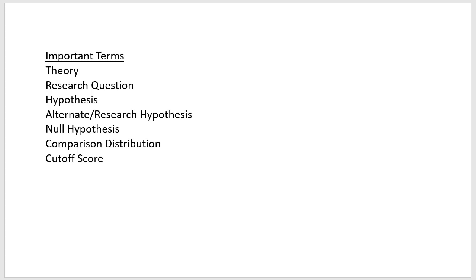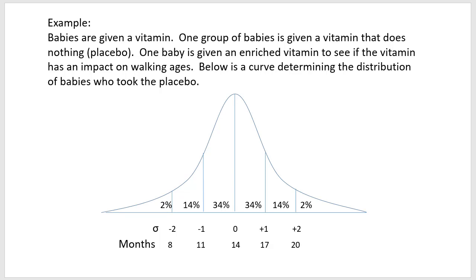I like to start out with an example to kind of give you a context of what we're doing before we jump into things. That way, when I talk about numbers and ideas, I can tell you what it relates to in the context of the example. So this is an example from the book. The example is this. Babies are given a vitamin. One group of babies is given a vitamin that does nothing, kind of called a placebo. One baby is given an enriched vitamin to see if the vitamin has an impact on the walking age.